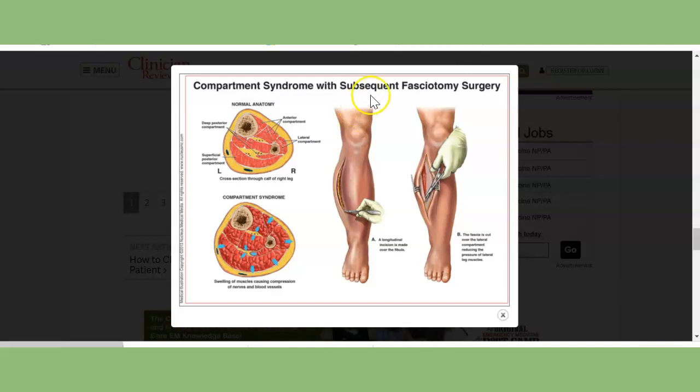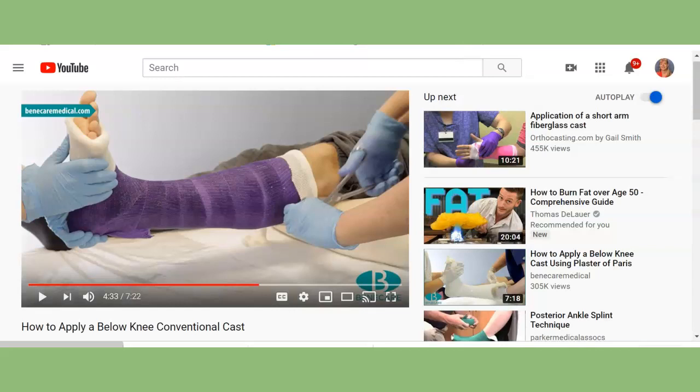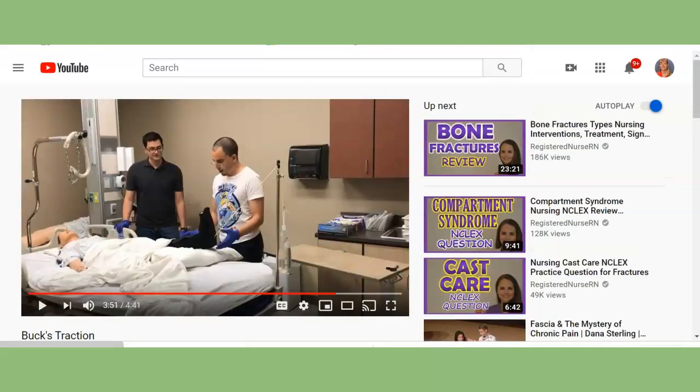All right, so now what I'm going to do is go to hip. So you have a hip fracture, and a couple things that you need to keep in mind. Don't forget about Buck's traction. Here's a video, and I'll post the video.